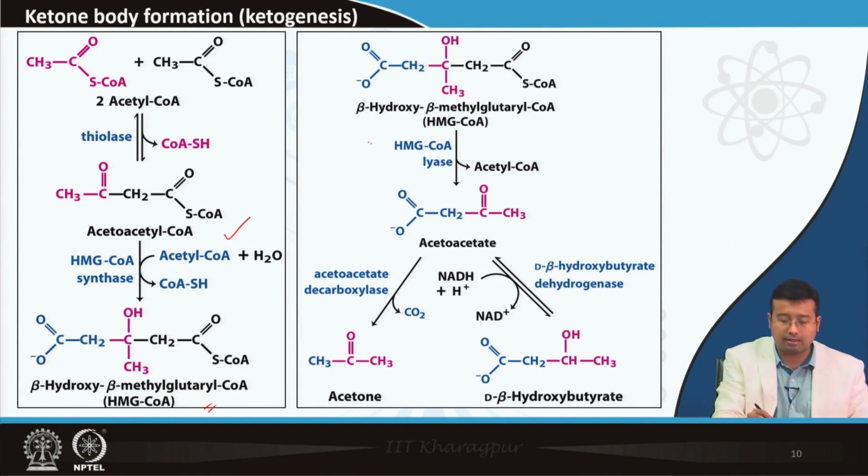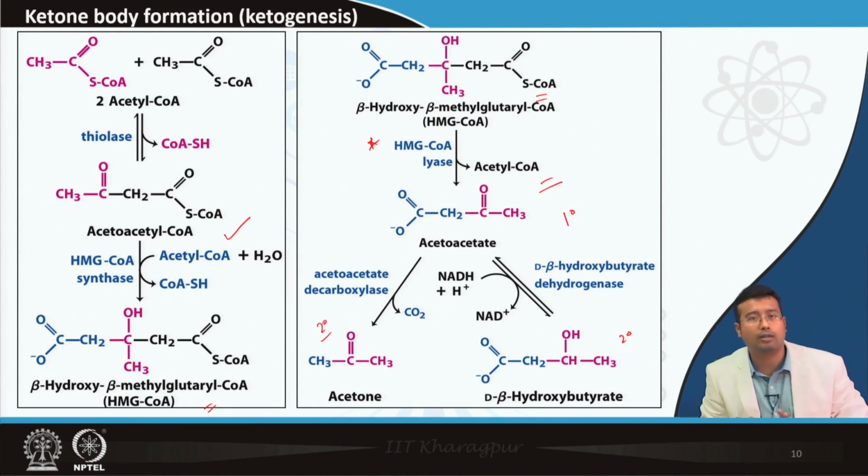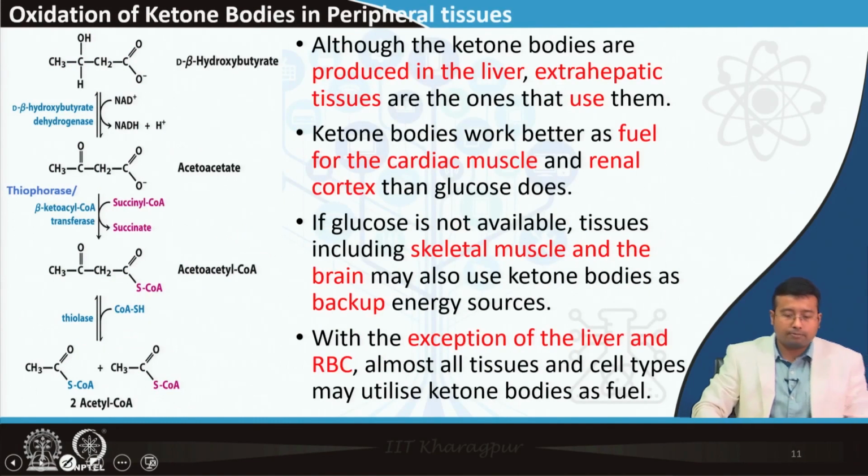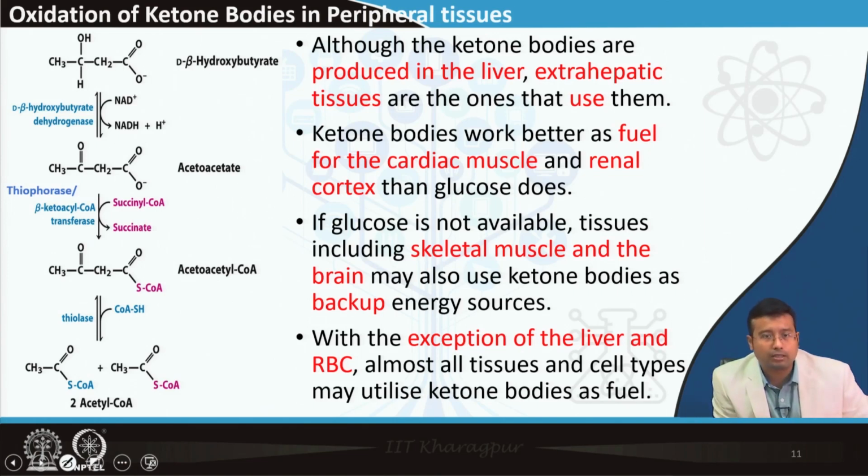HMG CoA lyase, this is the key enzyme of ketone body synthesis, only present in mitochondria. One acetyl coenzyme A is lost. This CoA is actually lost with acetyl coenzyme A, and acetoacetate is formed. This is the primary ketone body, and via reduction this secondary ketone body, and via spontaneous decarboxylation acetone and beta hydroxybutyrate are formed. Okay. So, this is all about ketone body formation.